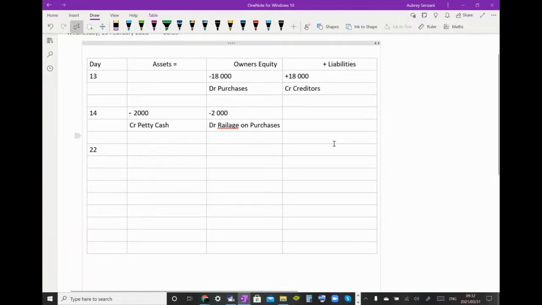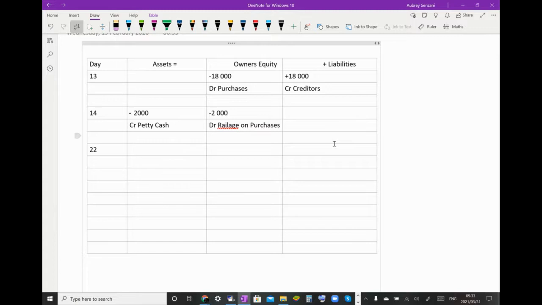So first we saw how we do things in the books when we purchase it. And if we had bought this trading inventory for cash, we would have simply credited bank, under asset. Cool.